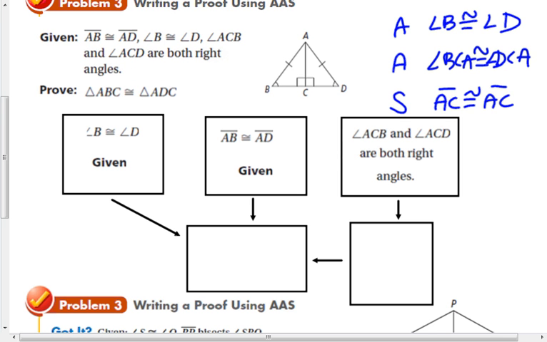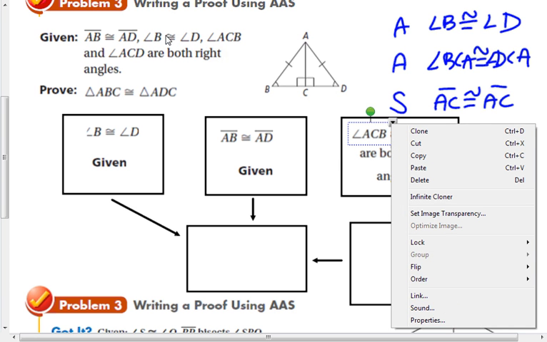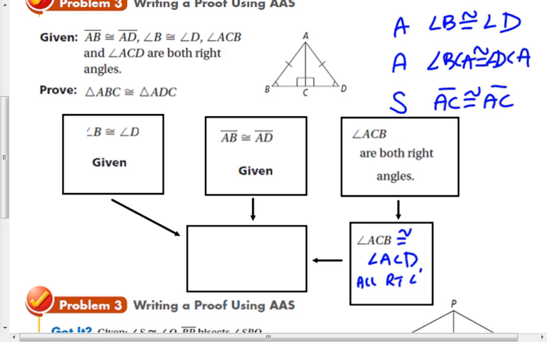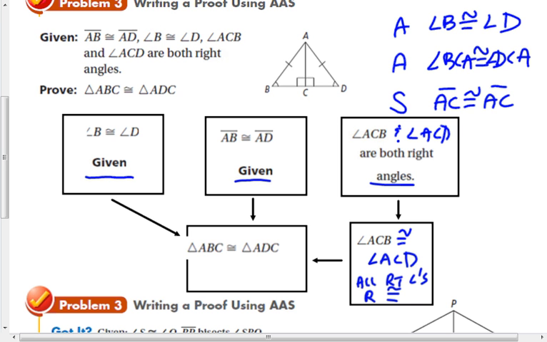And then from that we can say that angle ACB is congruent to angle ACD, and that's because all right angles are congruent. And then now we have two angles, this angle and this angle, and a non-included side. So we're going to say that triangle ABC is congruent to triangle ADC by the angle-angle-side theorem. All right, you try it.